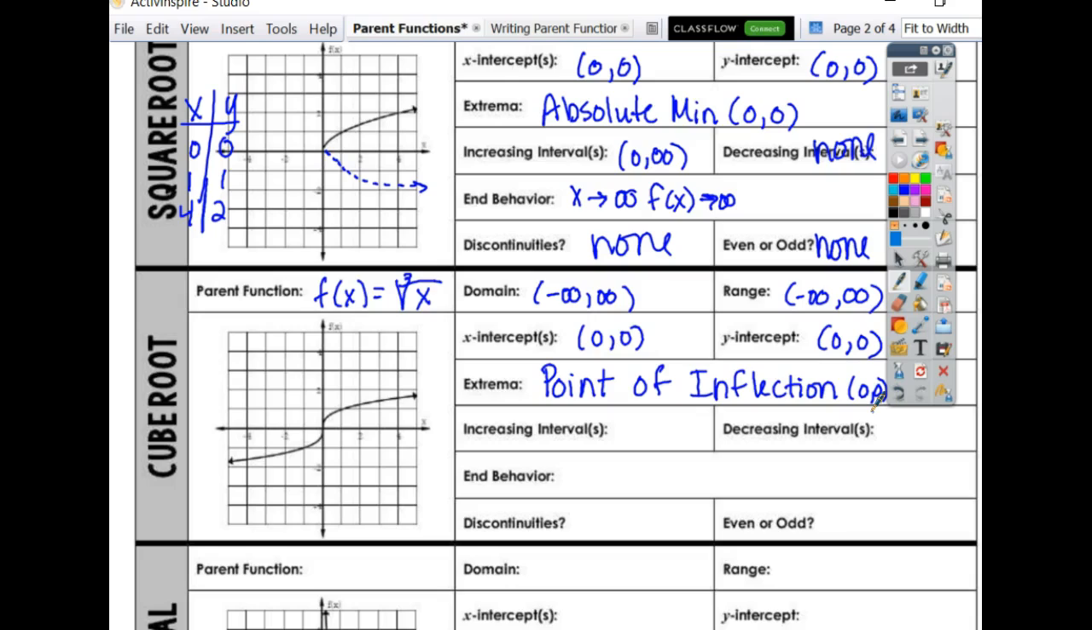Ernesto, I want the increasing intervals. Where's Ernesto? All right, let's go. 0 to infinity? So you're just going to ignore this part of the graph? Where do you have to start when you do increasing and decreasing? On the left. So what is this doing? It's increasing. And what's it doing here? So what's the whole thing doing? So that's from negative infinity to... Is there any decreasing? No.